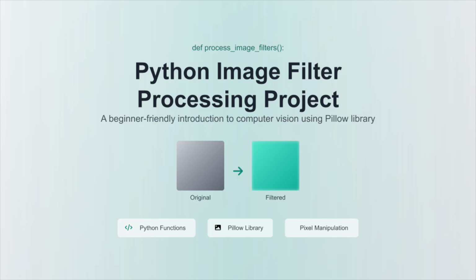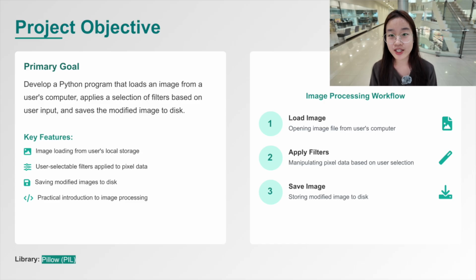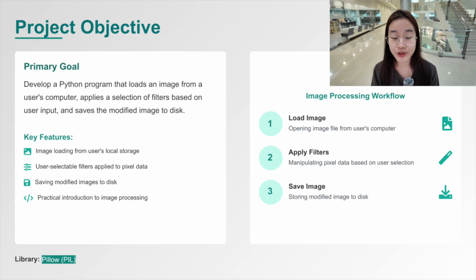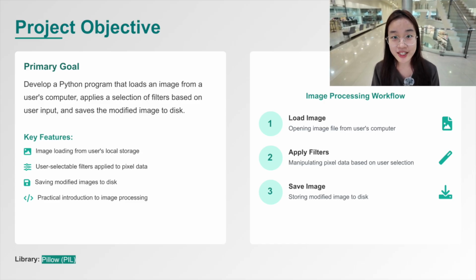Hi, today we're going to be talking about our Python image filter processing project. Our primary goal of this project is to create a Python program which can accept an image as an input from a user's computer and apply a selected range of filters to it to modify the image. And we will save the modified image to the user's hard disk.